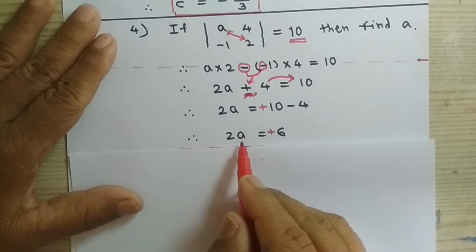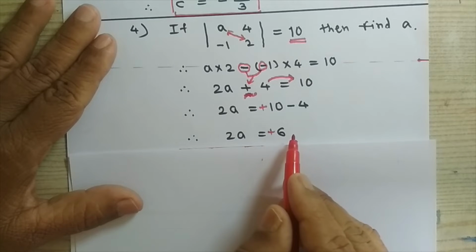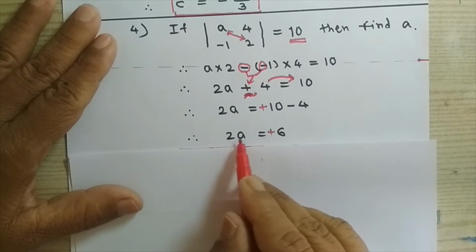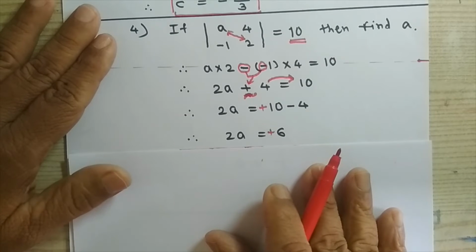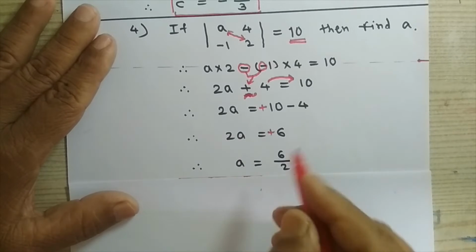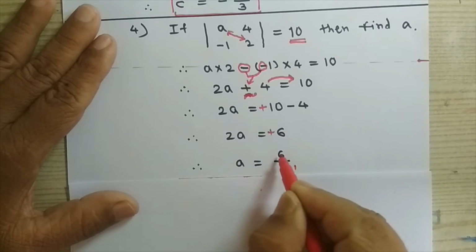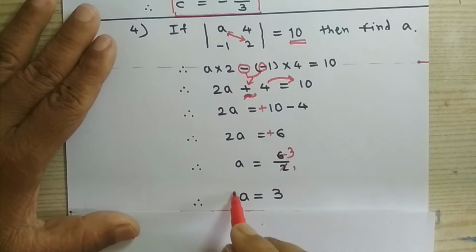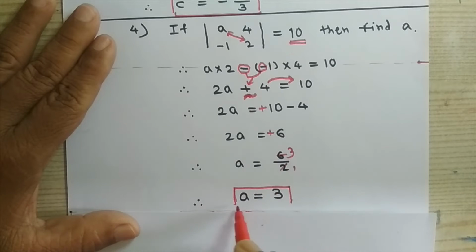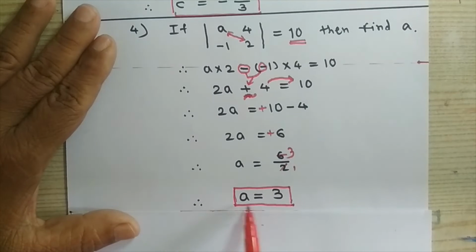Finally we have to find the value of A. That's why we have to take 2 to the right side of that equality. It is in the multiplication procedure, so that will be in the division procedure on the right side of that equality. It means A is equal to 6 divided by 2. Again simplify. 2 ones are 2, 2 threes are 6, means A is equal to 3. We got that the element shown in that determinant has the value 3.